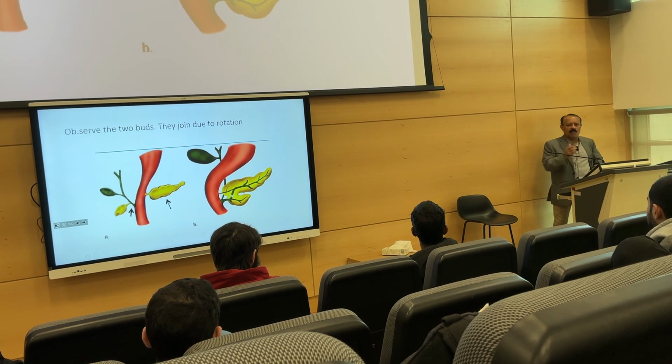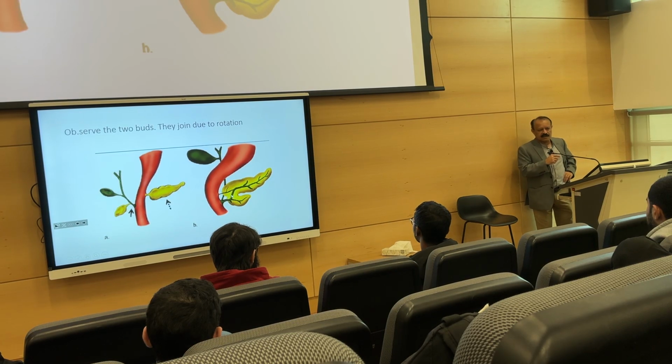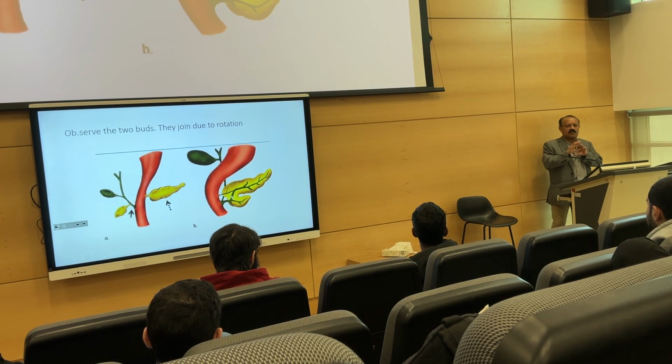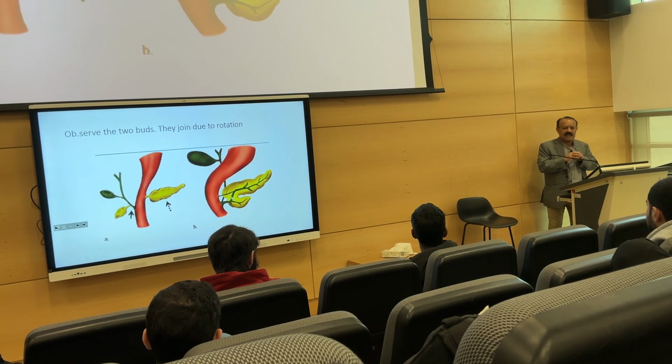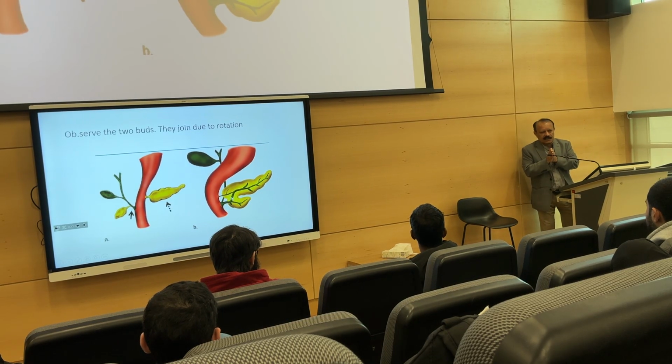You learned that. Go back to the pancreas gross anatomy. You see the head has two parts. One is the uncinate process. That comes from the ventral bud. Because it rotates, it goes over there. The dorsal bud cannot move.